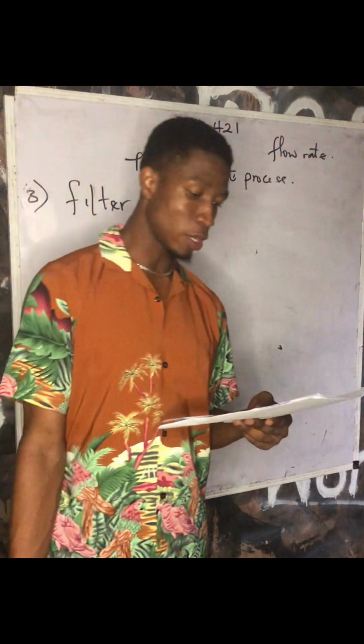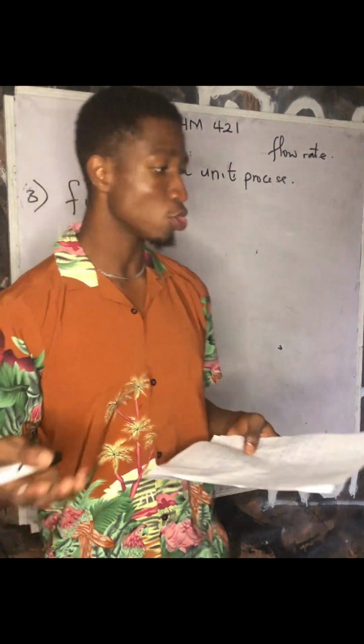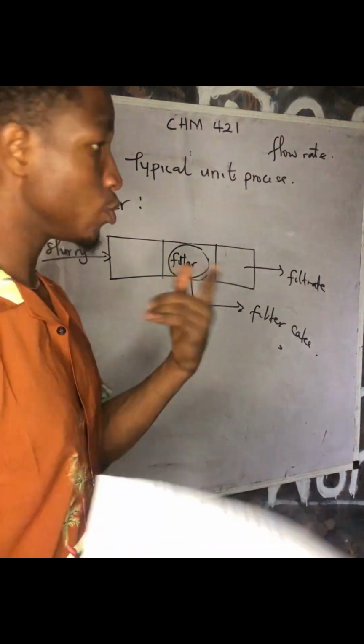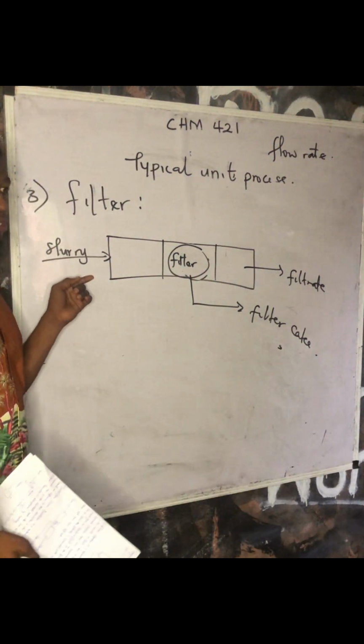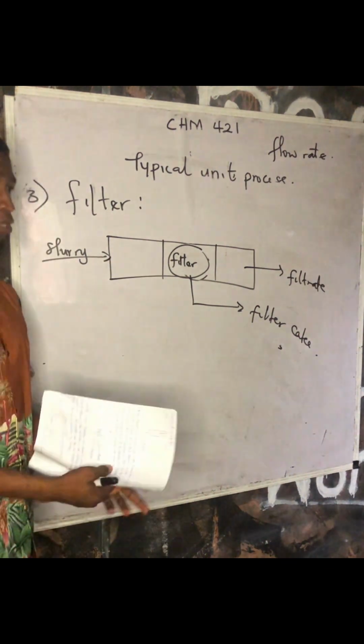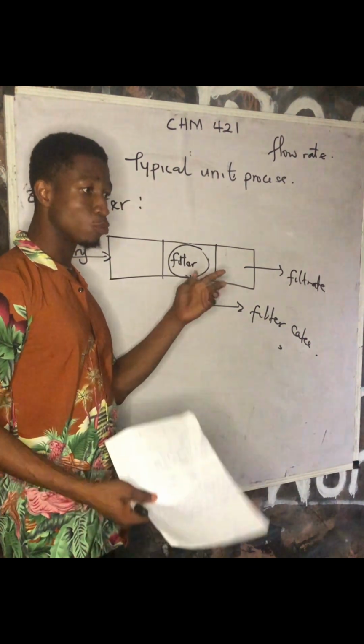You can also use filtration to remove suspended particles. Most of the time, if you want to filter something, we deal with slurry. Do you know what slurry is? The slurry is a mixture, more like dirt, the mixture of that thing that you want to filter. So you pour it inside something that has filter paper.